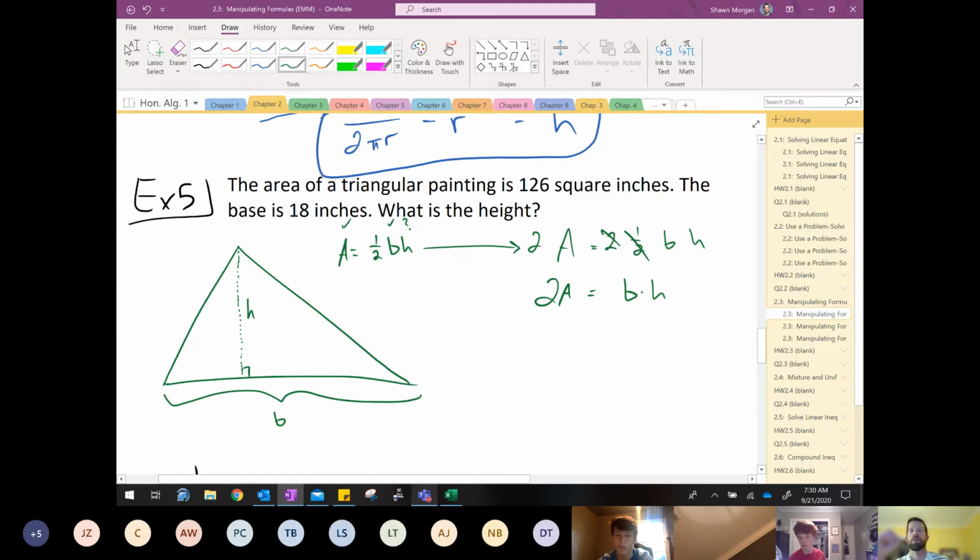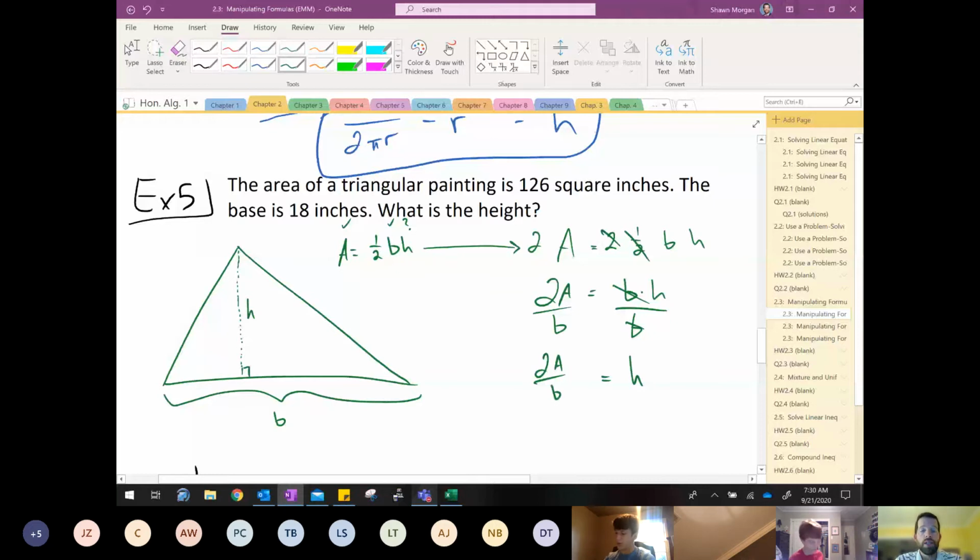And Quentin, I'm going to throw it back to you, a little redemption question here. What do you want to do to both sides now to get h by itself? Divide by b. Very good. Because they're being multiplied, we choose the inverse operation of multiplication, which is division. We're going to divide both sides by b. Cancels out. We got h equals 2a over b.